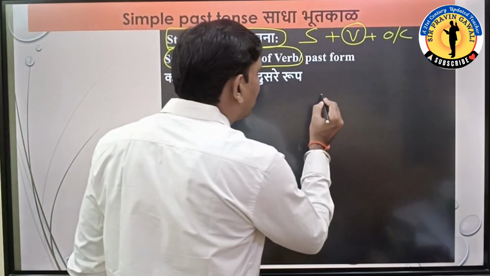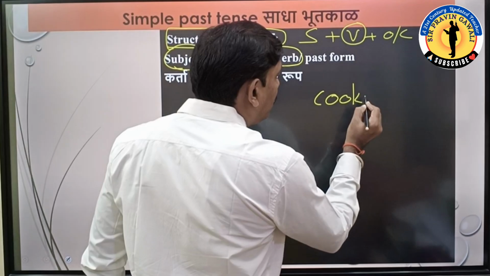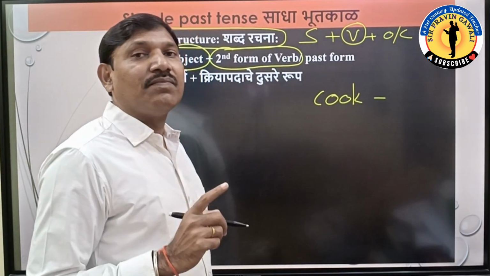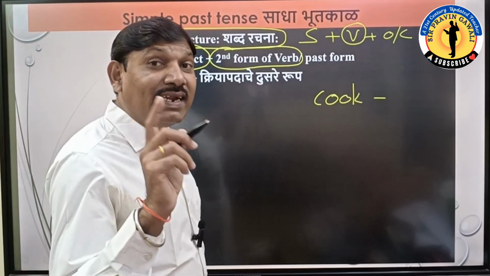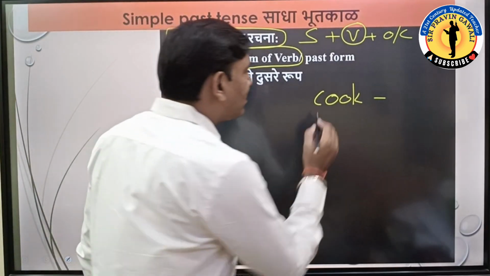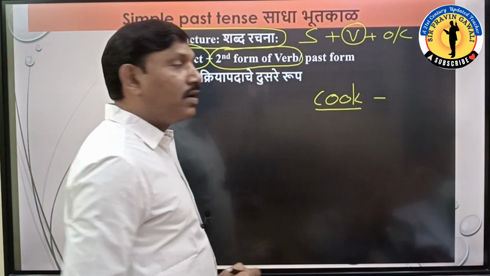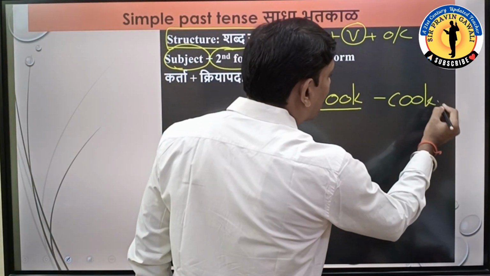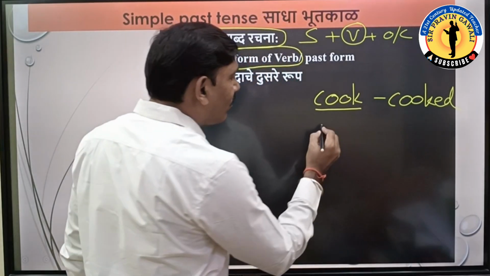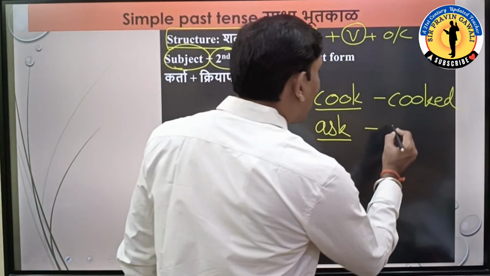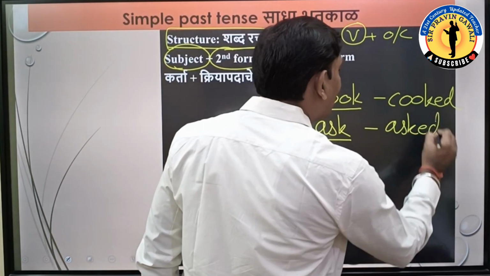Let me give you an example of the second form or the past form of the verb. Most of the time, the past form of the verb is formed by adding ed to the main or root verb. Student, for example, cook is the root verb. Now we can add ed to it, for example, cooked. Again one more, ask. Ask is the root form of the verb. We can add ed to it and we can make asked.